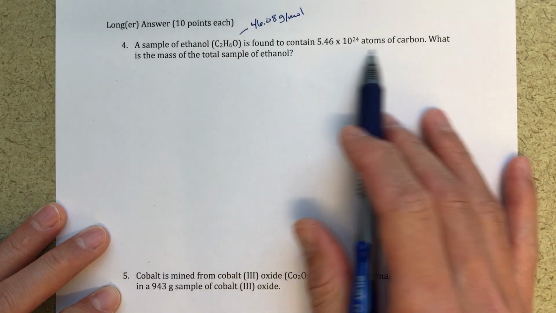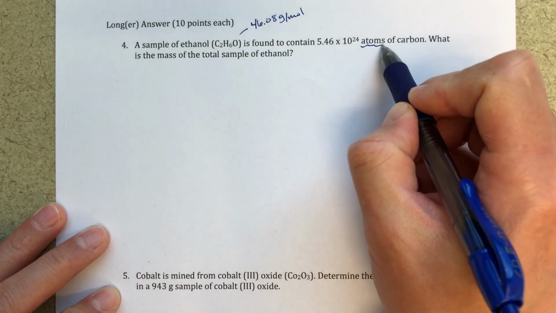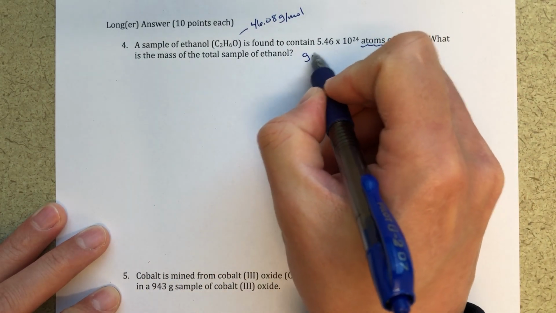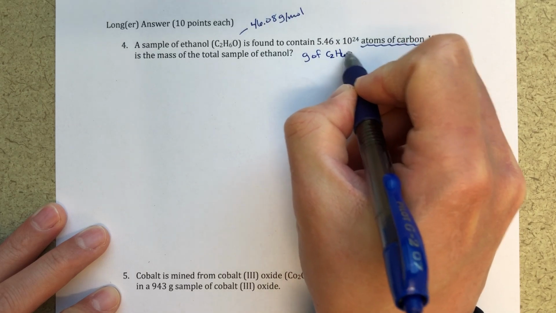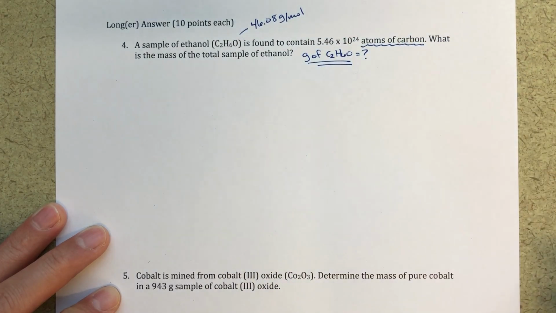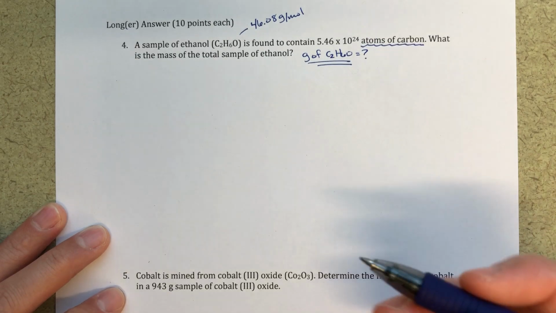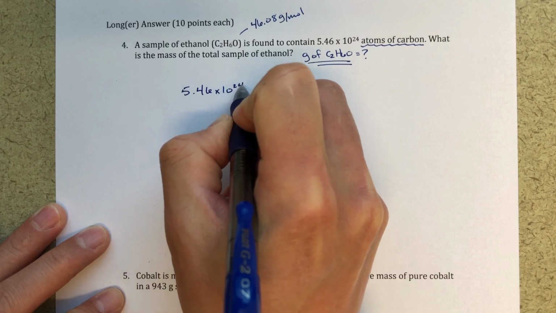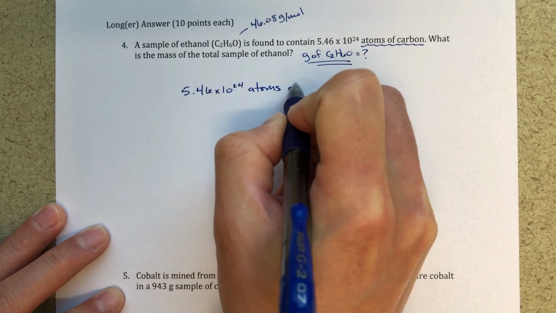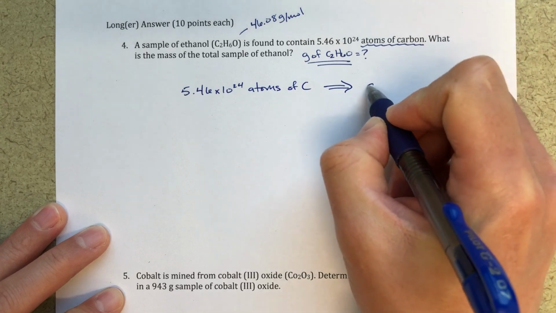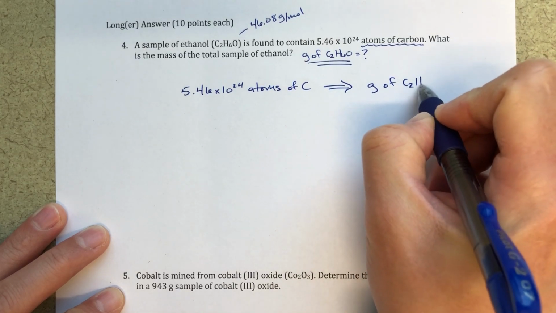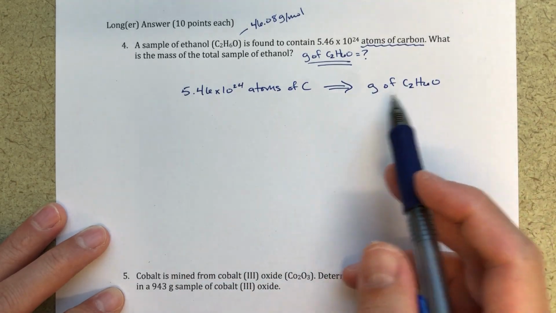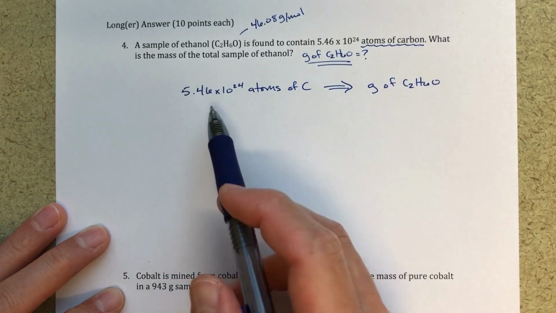It's found to contain some number of atoms of carbon, so we have to really pay attention to what it's telling us there. What is the mass of the total sample of ethanol? This is the question. Grams of C2H6O equals question mark. So I might highlight that for myself as well. Then something that I sometimes like to do is write out 5.46 times 10 to the 24th atoms of carbon, and we want to go to grams of C2H6O. And then think about, well, how could I do this? Almost like retrosynthesis. How could I get to grams of C2H6O from this number of atoms of carbon?